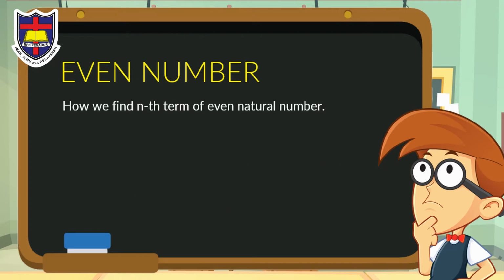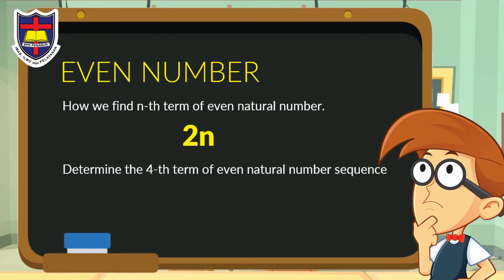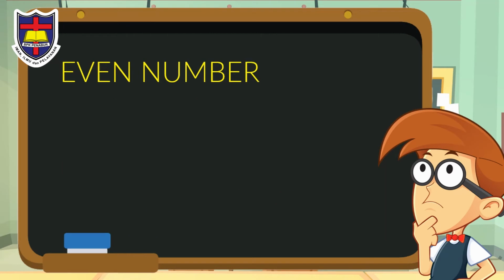Now, how do we find the nth term of even natural numbers? So the formula is 2n. So the example, determine the fourth term of the even natural number sequence. So we can use the formula here. Or if we try to list it one by one, we can see that the fourth term is 8. If we use the formula, 2n, 2 times 4 equals 8.